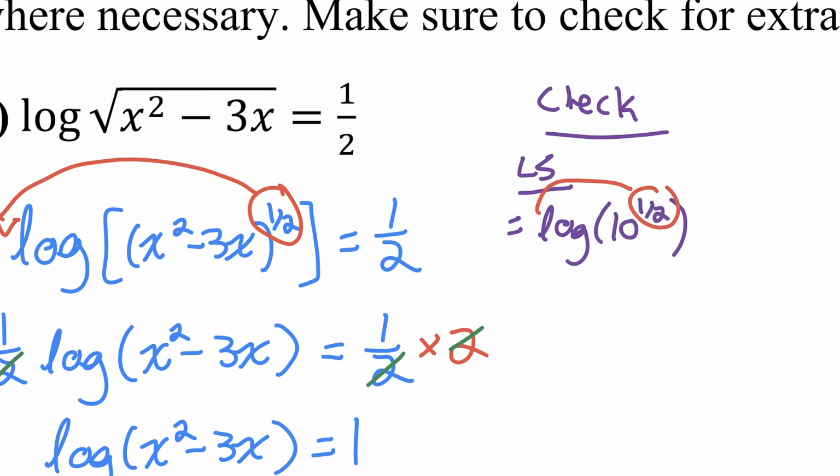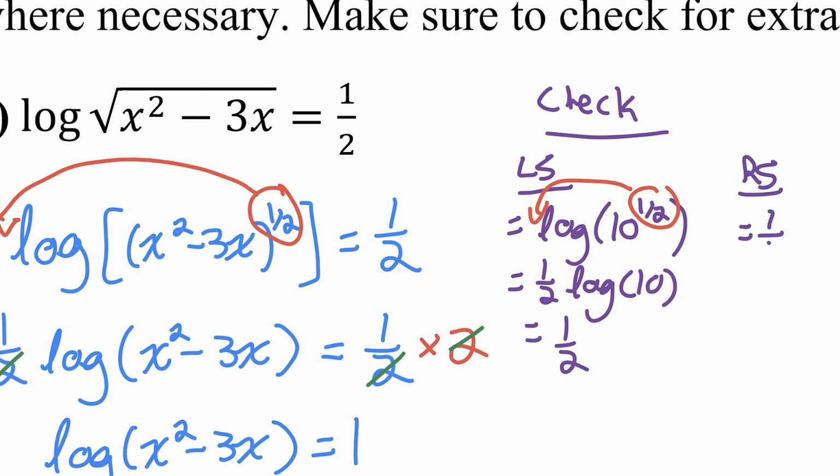And remember that can move down. So I've got a half log 10, and log 10 is just 1. So a half times 1 is a half, and that is the same as the right side of the equation. So 5 is a correct answer.